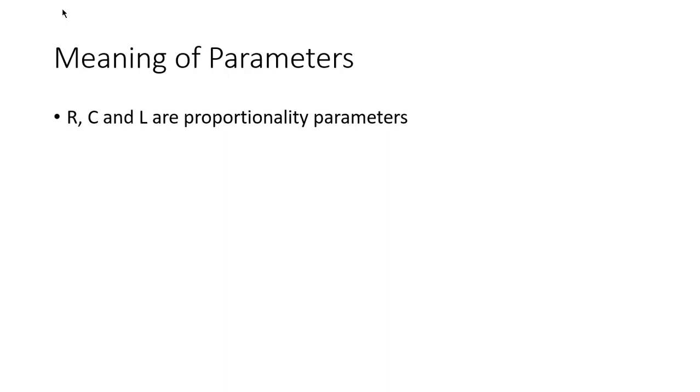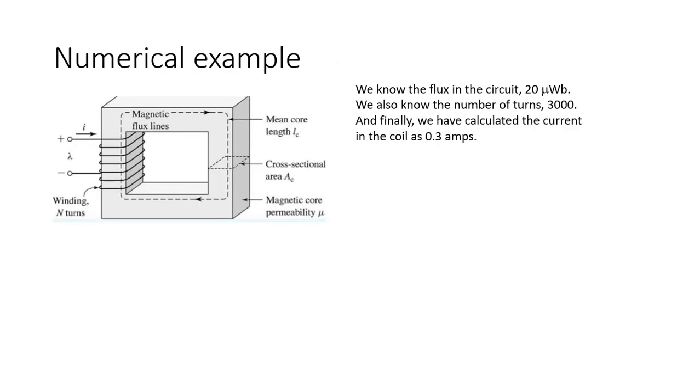Proportionality coefficients, that's what they are. The resistance is a proportionality coefficient. It shows that the voltage is proportional to the current. The capacitance is also a proportionality coefficient. It tells us that the stored charge in the capacitor is proportional to the voltage in the capacitor. And the inductance is a proportionality coefficient that tells us that the flux linkage is proportional to the current flowing through the device.